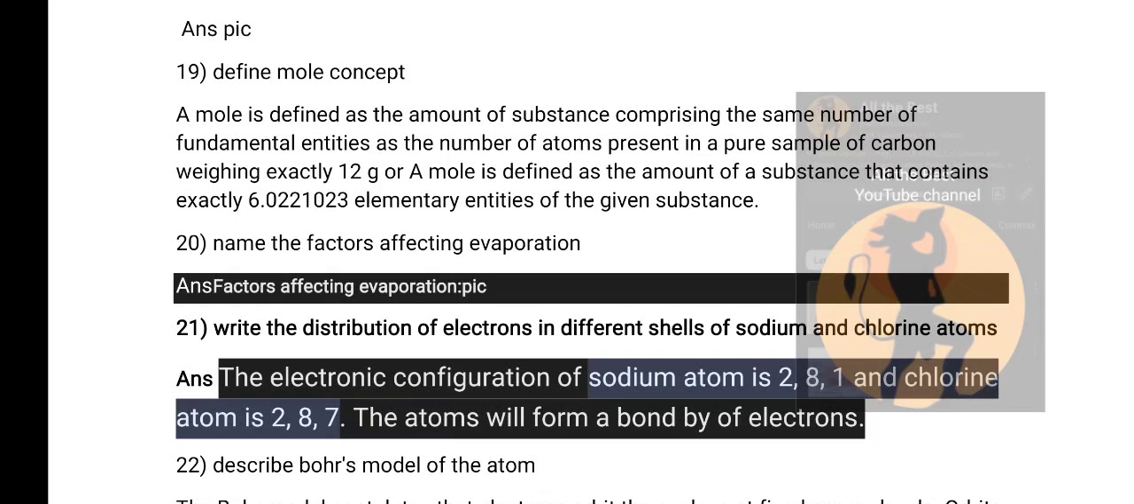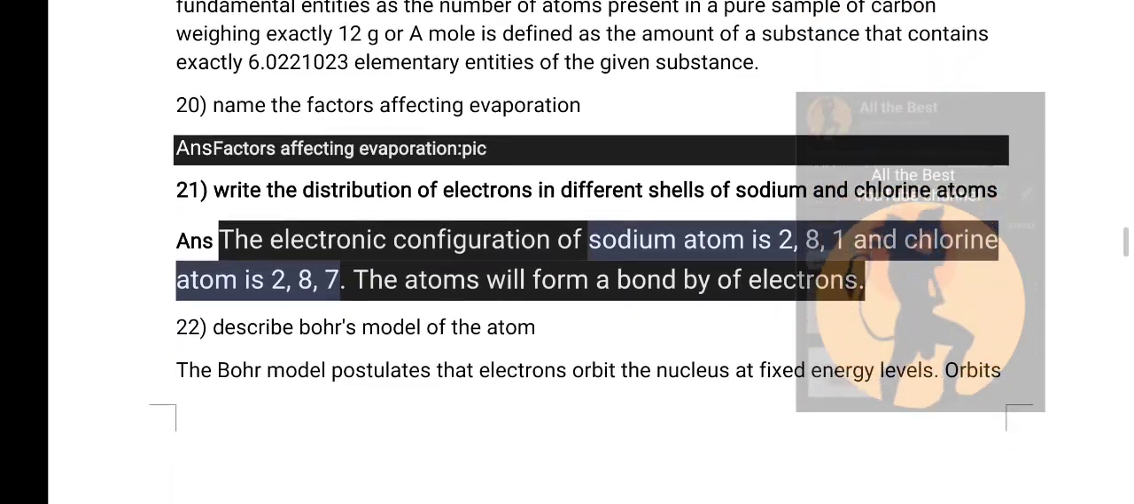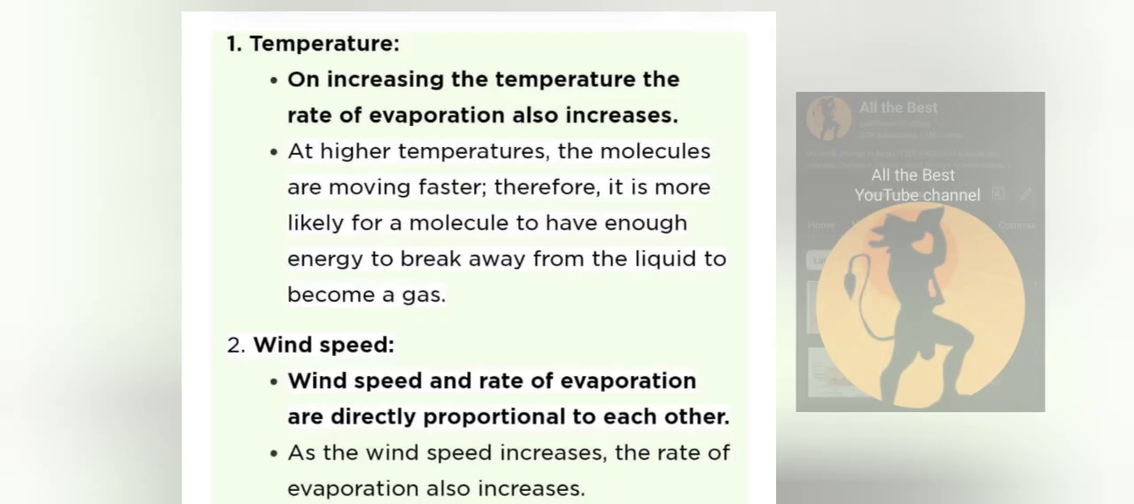Name the factors affecting evaporation. So the factors, we have a picture over here. Temperature: on increasing the temperature, the rate of evaporation also increases. At higher temperatures, the molecules are moving faster. Therefore, it is more likely for a molecule to have enough energy to break away from the liquid to become a gas. Wind speed and rate of evaporation are directly proportional to each other.